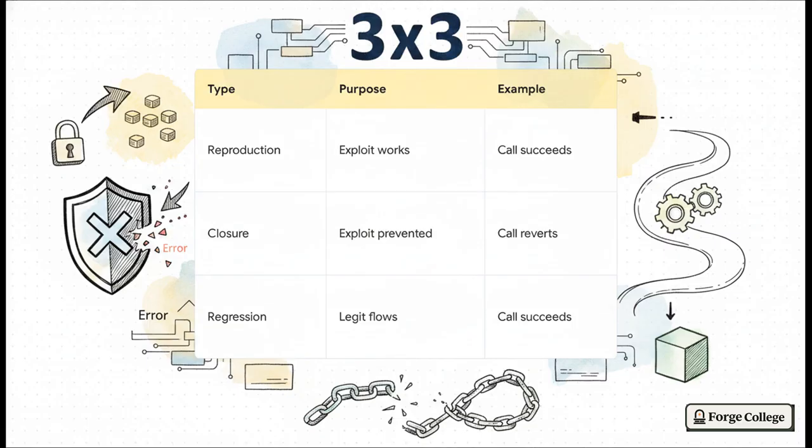A closure test proves your fix stopped it, so the call reverts with an error. And the regression test? That confirms legitimate flows still work perfectly. A true engineer proves their mitigation by showing the exploit fail and the normal operations succeed.